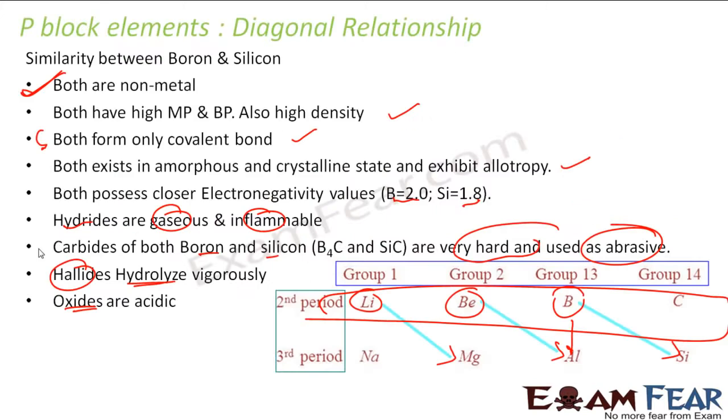So these were the similarities between boron and silicon. This is nothing but the continuation of diagonal relationships. If you want to learn more about this diagonal relationship, please watch the previous videos. And as far as similarity between boron and silicon is concerned, this is the list.